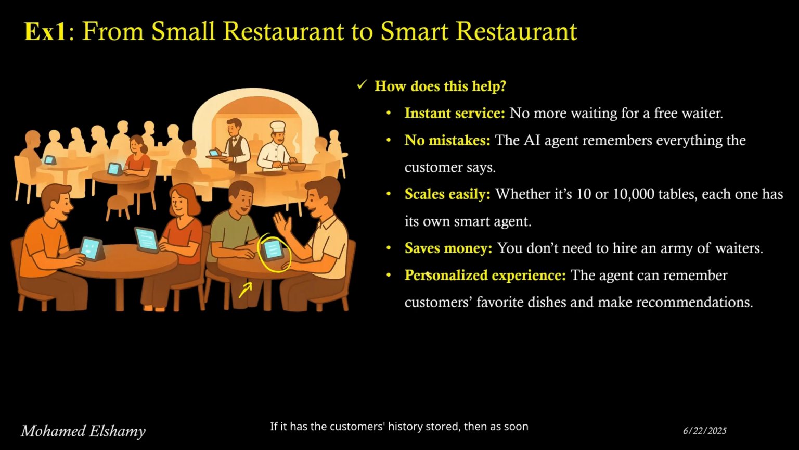If it has the customer's history stored, then as soon as the customer, for example, taps the screen and enters their name or their number, the AI will immediately suggest to them the dishes they've ordered before. And that's something a normal person can't do.